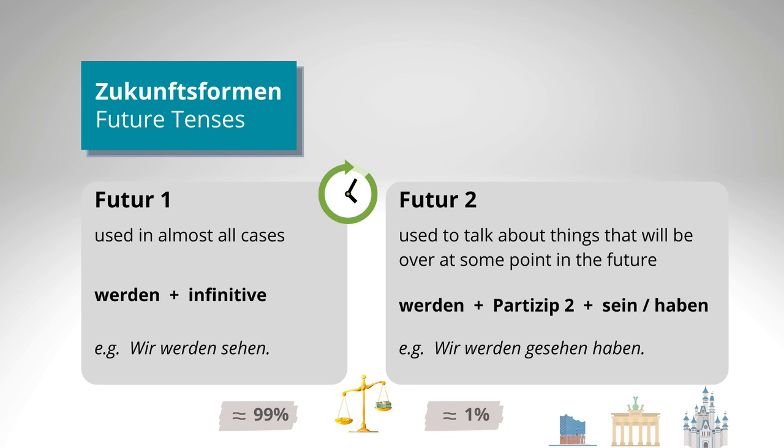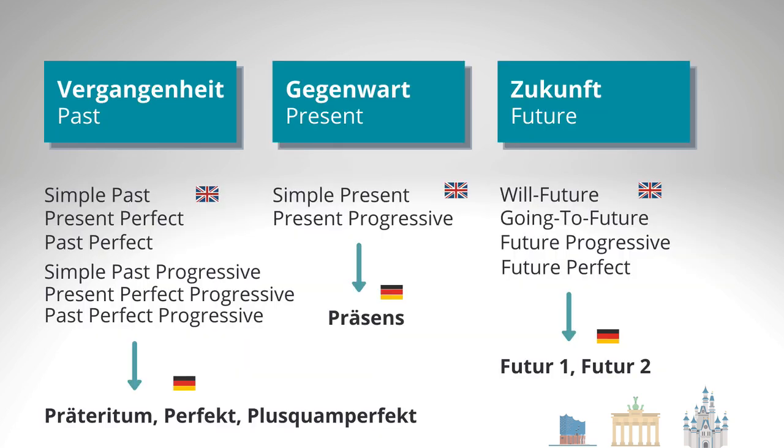Here we have the conjugated version of the verb werden, to become, in this case wir werden, we become. The Partizip 2 of sehen, to see, which is gesehen, seen, and then haben, the infinitive of haben, to have. Wir werden gesehen haben. Good. And that's it. Those are all tenses in German. 3 past tenses, 1 present tense, and 2 future tenses.